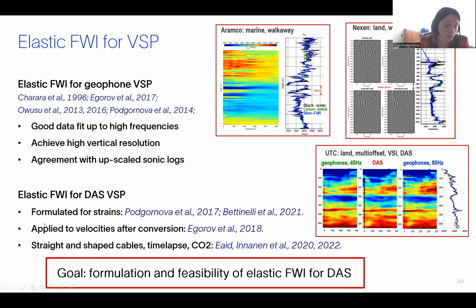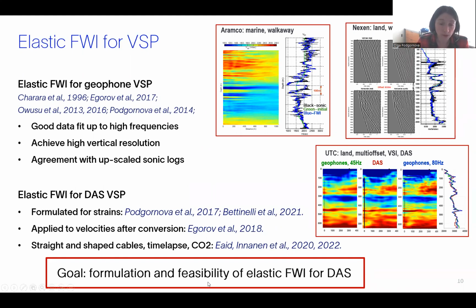But there is also a group in Australia at Curtin University who applied FWI formulated for velocities to DAS data and have results, and also a group at Calgary University who are working on DAS measurements as well, and they work with straight and shaped cables. I just want to note that the work I'm going to describe later is only for straight cable.